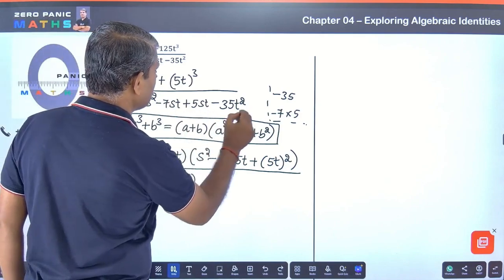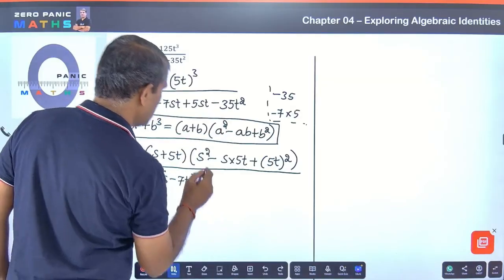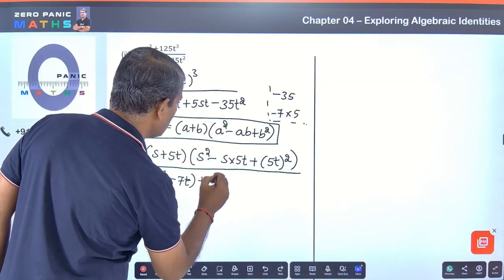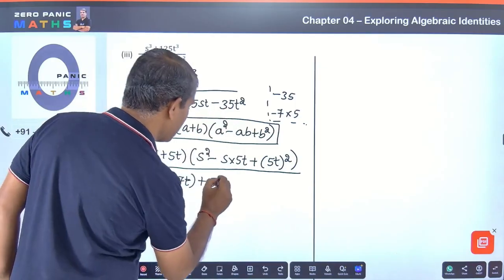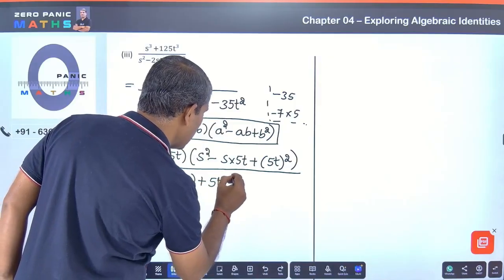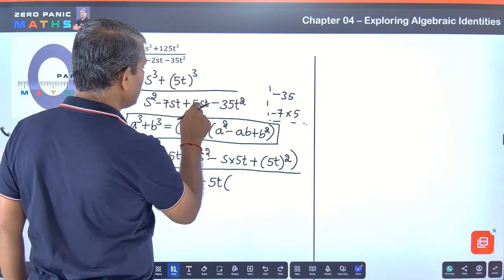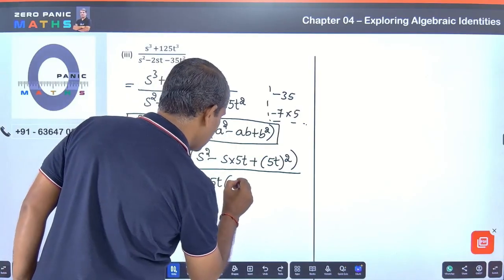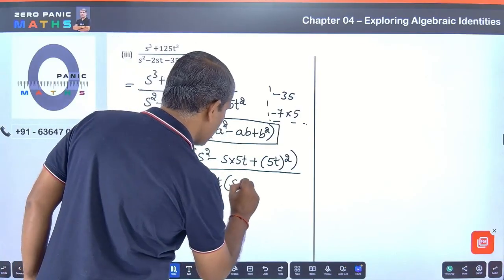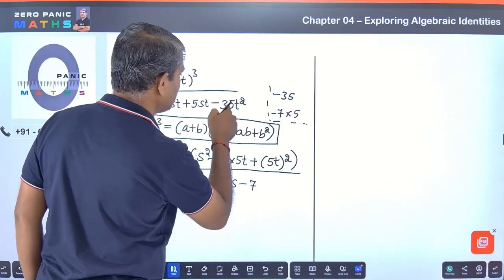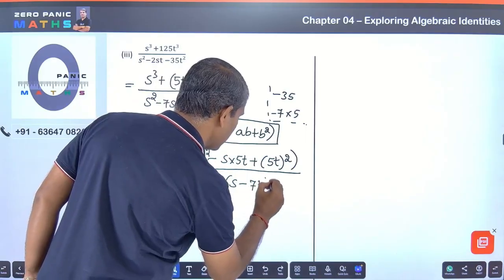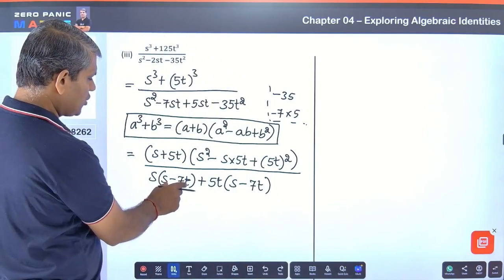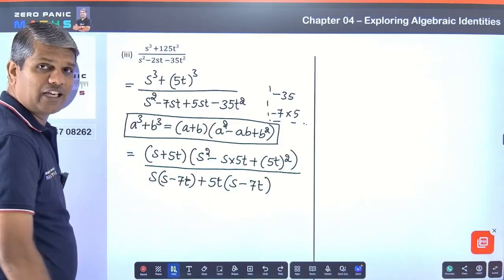From the second set of two terms, plus 5 comes as common, and t is there here, so let me take 5t as common. What remains here is minus 5 sevens are 35, and one t is going out, so another t remains, that is 7t. Obviously it has to match this so that we can take it common.